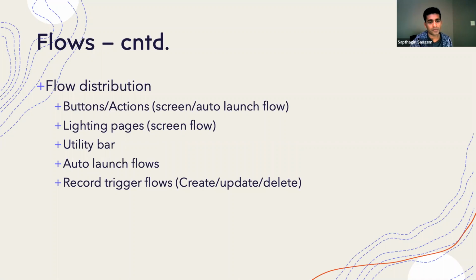So whether you want to use a button, or you can even distribute flow using Lightning pages, and even on the utility bar, you can potentially place a screen element or maybe some action. And when the user goes to that utility bar, they can just click on that. Utility bar is something on the console level we can create. We haven't seen that one. So that's how you can launch the flow.